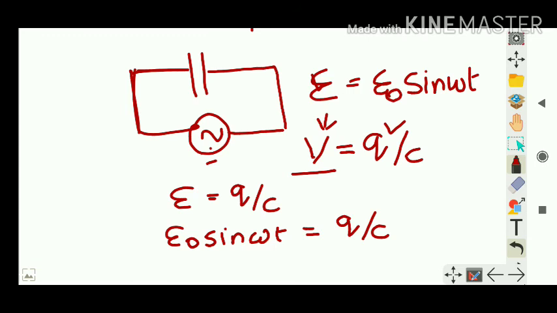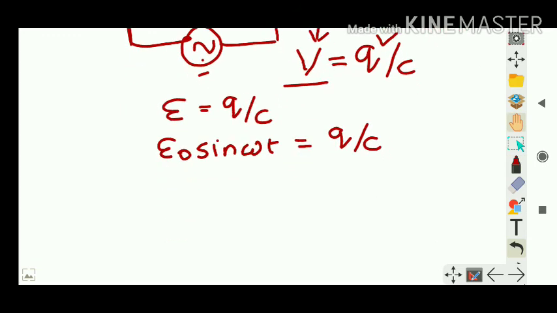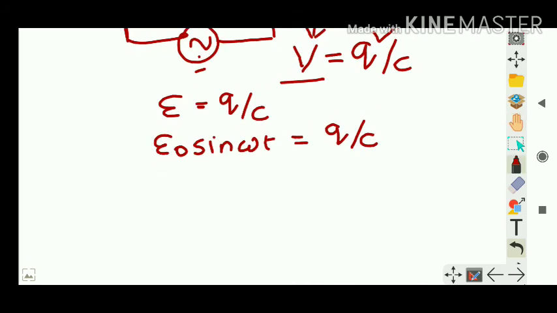Now I'm going to differentiate, because what is the end result for all the cases? First we apply EMF and I want to find the current. But from this equation I can never find current directly, though I have a term called charge. So can I produce current from this quantity? Yes. How?